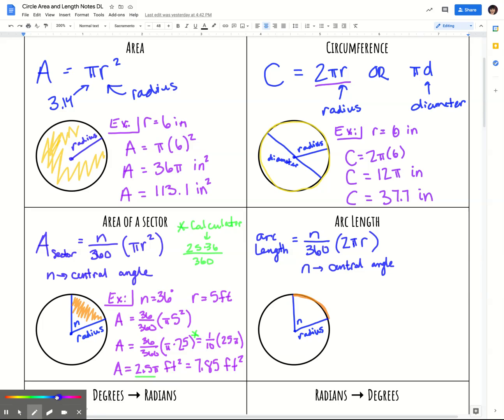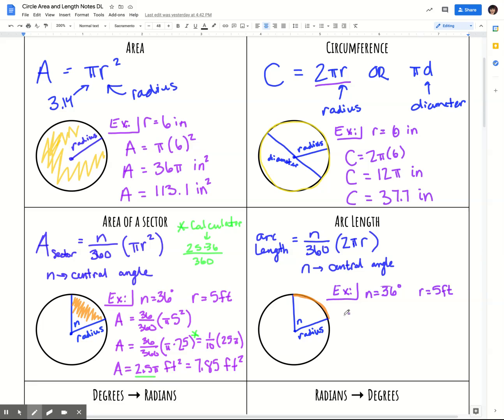Okay, so let's use those same numbers from my previous example with area of a sector as our example here. So again, I'm going with a 36. Ooh, sorry guys, my mouse slipped there. That 3 is crazy looking. Oh, and it also just refuses to erase. Fun! Okay, so 36 degrees for my central angle, and I'm still going with my radius is 5 feet.